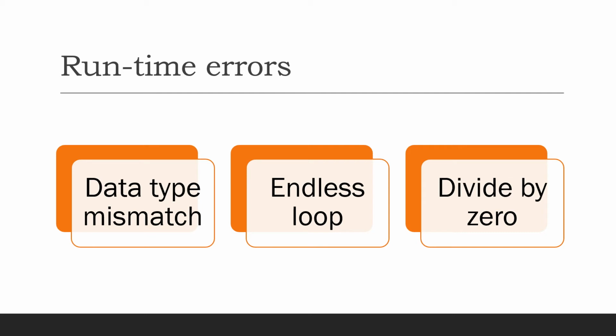The three most common sorts that you might come across are a data type mismatch. For example, you get some input from the user and you try to use it in a calculation without converting it into a numerical data type.